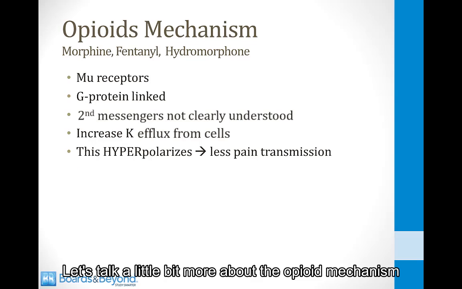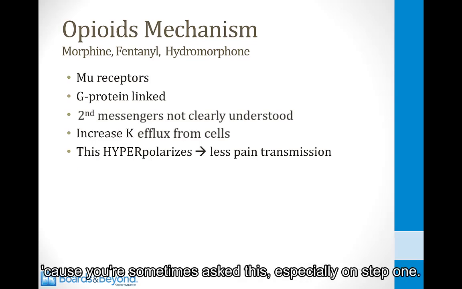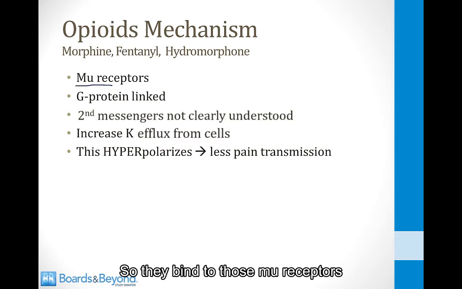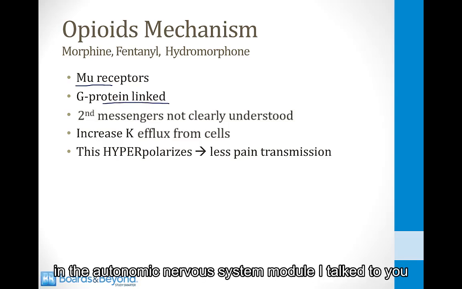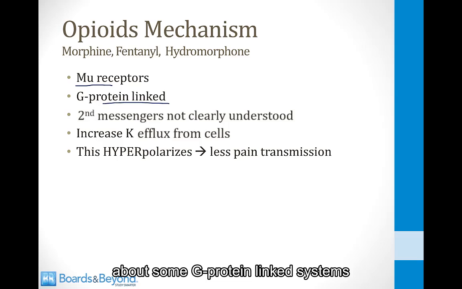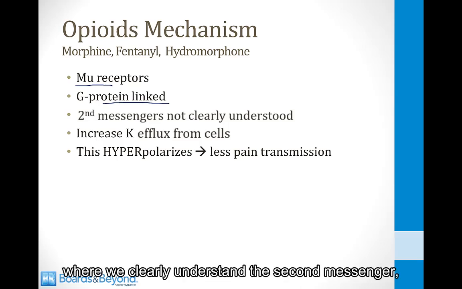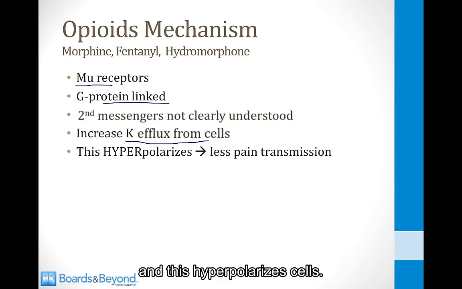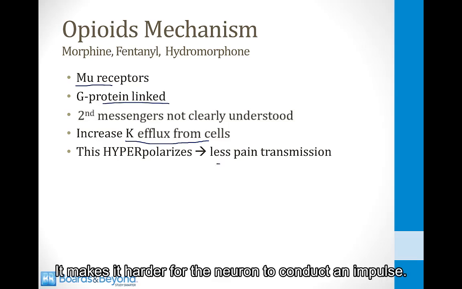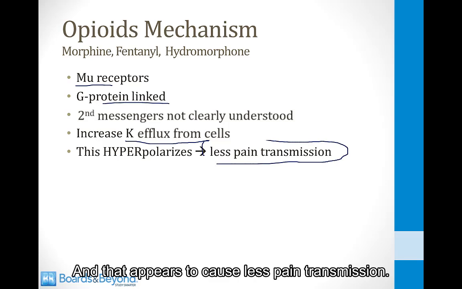Let's talk a little bit more about the opioid mechanism, because you're sometimes asked this, especially on step 1. So they bind to those mu receptors, and these are G protein linked, but we don't really know what the second messenger system is. In the autonomic nervous system module, I talked to you about some G protein linked systems where we clearly understand the second messenger. That's not true here. But they do increase the potassium efflux from cells, and this hyperpolarizes cells. It makes it harder for the neuron to conduct an impulse, and that appears to cause less pain transmission.